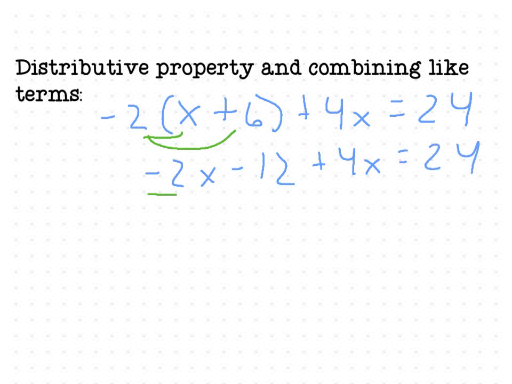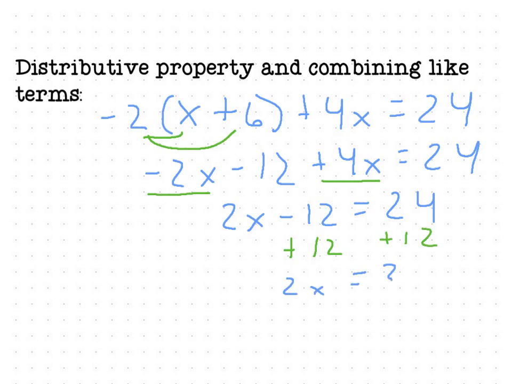Now I notice these two terms both have the variable x, so I'm going to combine like terms. So 2x minus 12 equals 24. Now we've got to work with the inverse of a subtraction, which would let us add 12 to both sides. So 2x equals 36. 2 times x means divide by 2, and we get x equals 18.